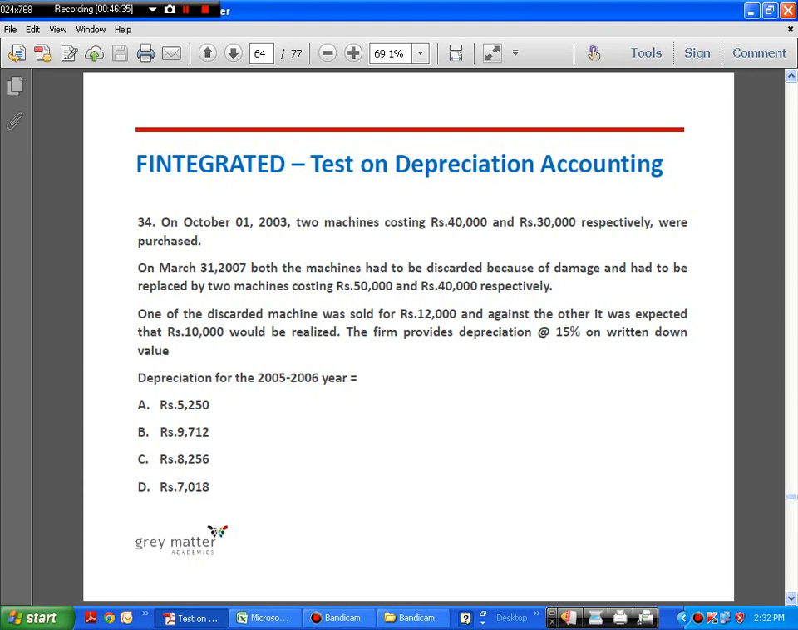Next, on 1st October 2003, two machines costing 40,000 and 30,000 respectively were purchased. On 31st March 2007, both the machines had to be discarded because of damage and had to be replaced by two machines costing 50,000 and 40,000 respectively. One of the discarded machines was sold for 12,000 rupees, and against the other it was expected that rupees 10,000 would be realized. The firm provides depreciation at 15% per annum on WDV. You are required to find out depreciation for the year 2005-2006.